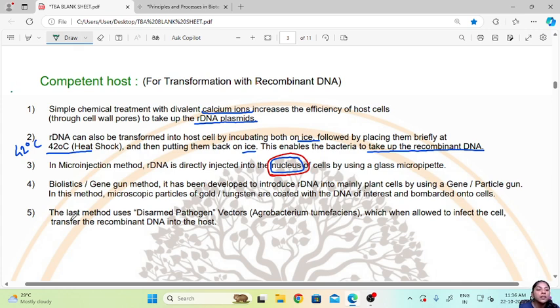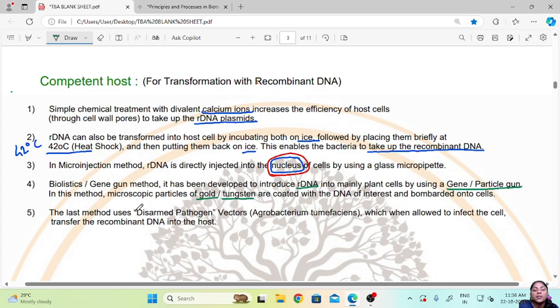Then the next method is biolistics, or the gene gun method, and it has been developed to introduce the recombinant DNA mainly into the plant cell using a gene or particle gun. In this method, microscopic particles of either gold or tungsten are coated with the DNA of interest, that is the recombinant DNA, and they are bombarded into the cells.